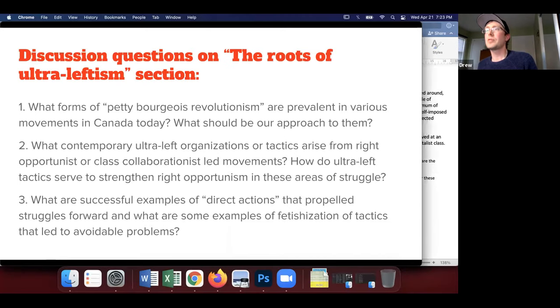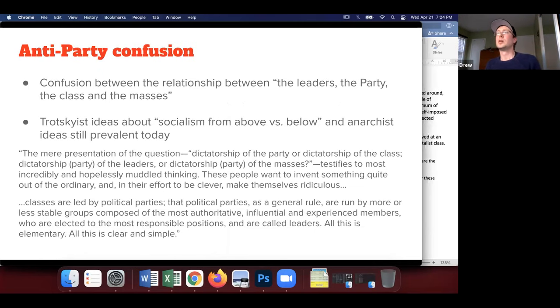In chapter 5, Lenin addresses leftist ideas that confuse the leaders, the party, the class, and the masses. These ideas have much in common with anti-authority principles in anarchist thought. However, Lenin is not challenging anarchists, but a leftist split in the newly formed Communist Party of Germany.